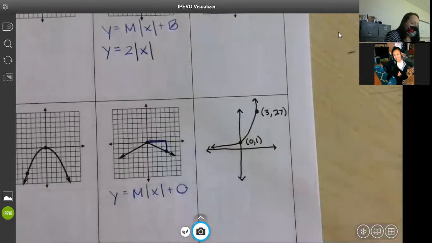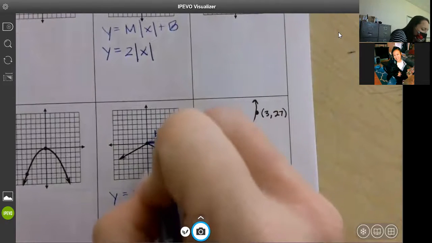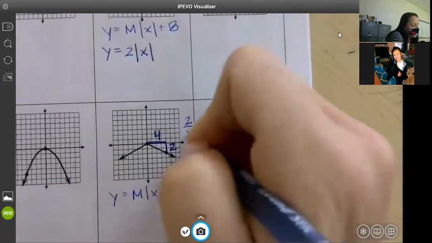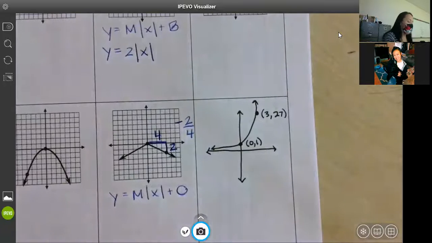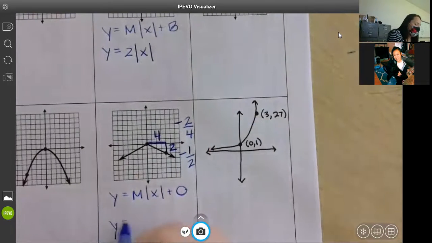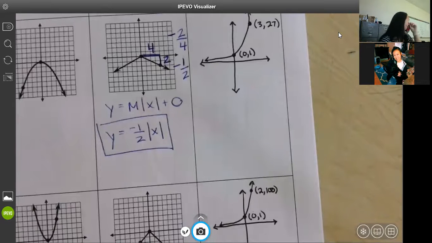We're going to do our rise and our run. Our rise is 2. Our run is 4. But this one's pointing down. So rise 2, run 4. Since it's pointing down, it's going to be a negative. That reduces to negative 1/2. So our equation is negative 1/2 absolute value of x. I don't have to put the 0. Okay. So anytime it's a parent graph, the equations are fairly easy. All right.